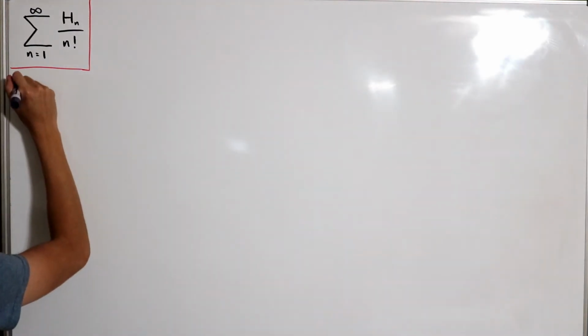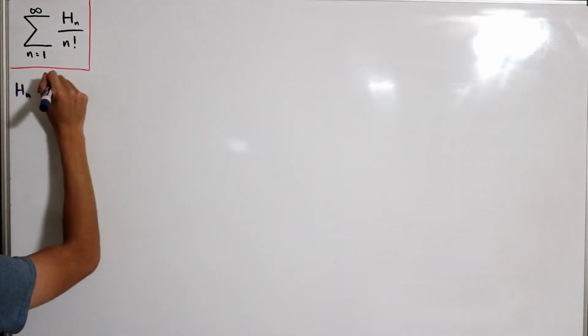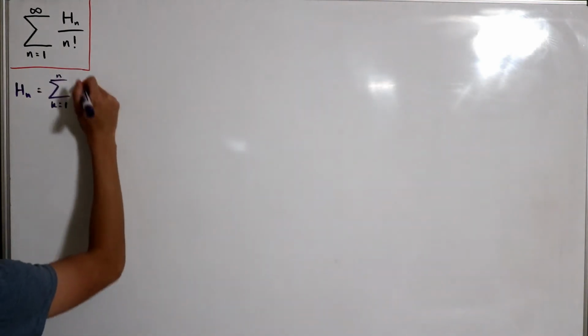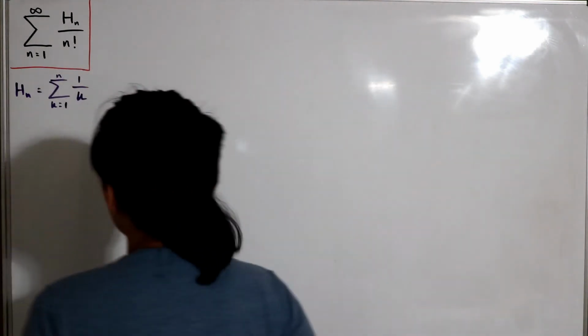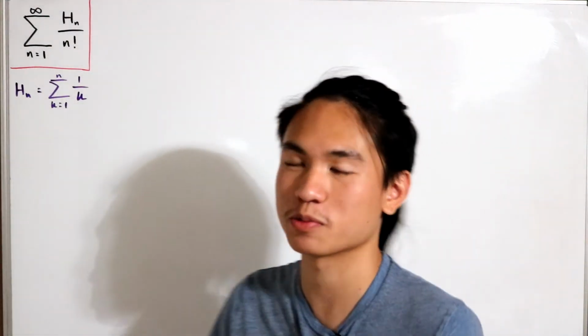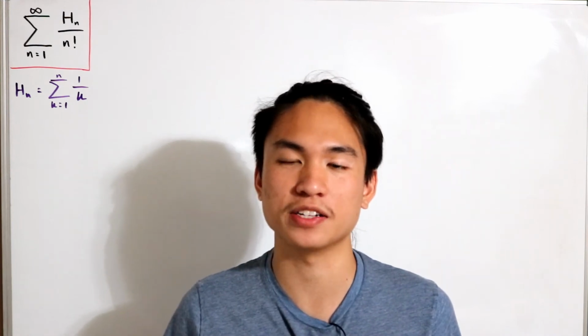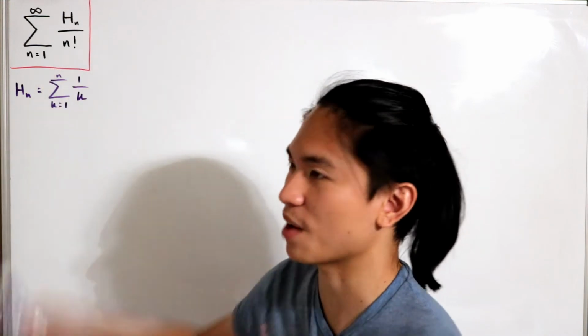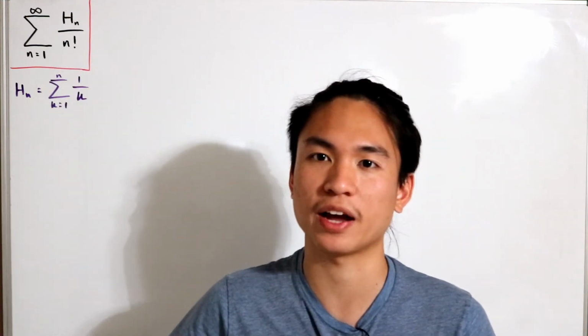So that means H sub n is equal to the sum where our index starts from k equals 1 all the way up to n of 1 over k. So basically we have a sum inside of a sum. And it was basically just like the same video I did back in, I believe, March, where instead the denominator is basically 2 to the power n multiplied by n squared.